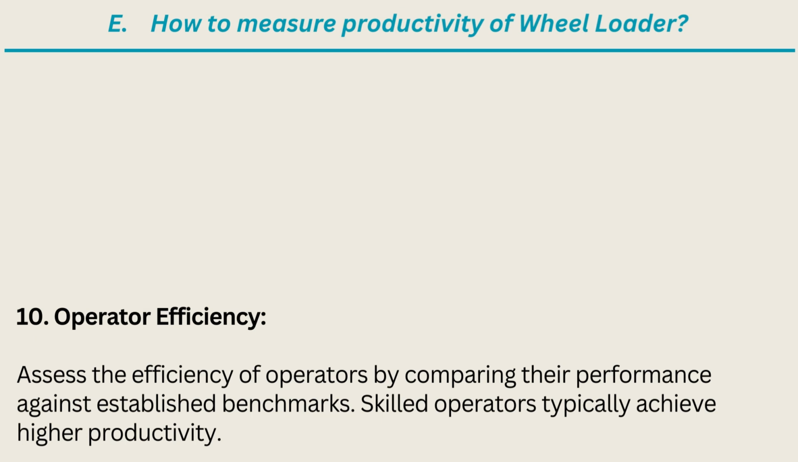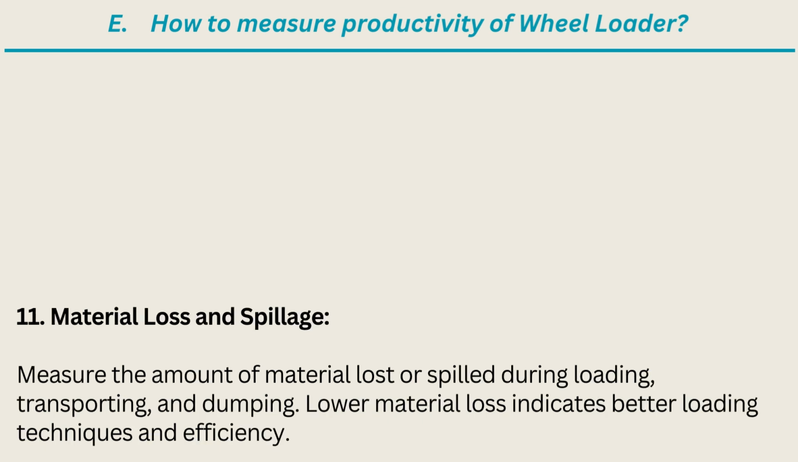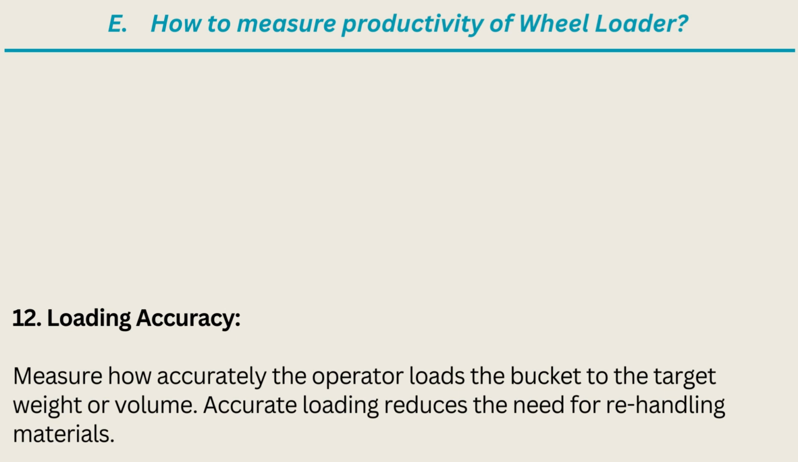10. Operator efficiency. Assess the efficiency of operators by comparing their performance against established benchmarks. Skilled operators typically achieve higher productivity. 11. Material loss and spillage. Measure the amount of material lost or spilled during loading, transporting, and dumping. Lower material loss indicates better loading techniques and efficiency. 12. Loading accuracy. Measure how accurately the operator loads the bucket to the target weight or volume. Accurate loading reduces the need for rehandling materials.